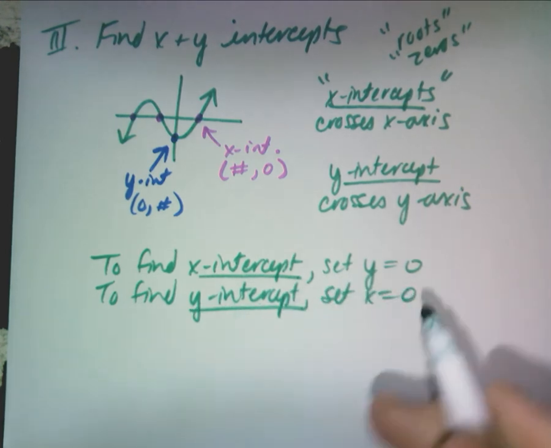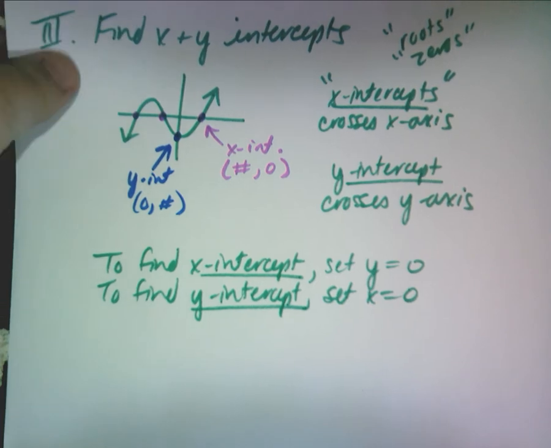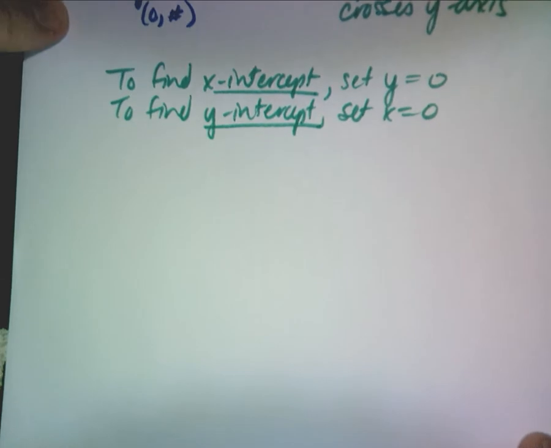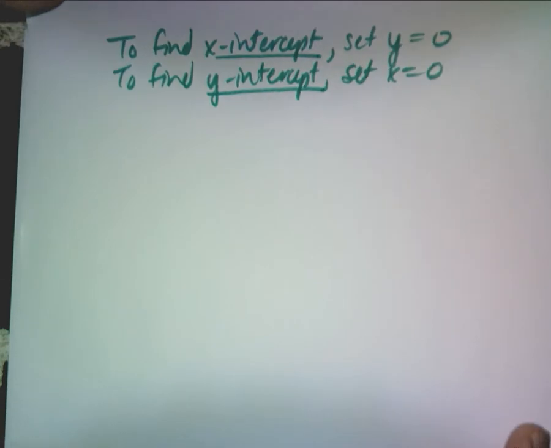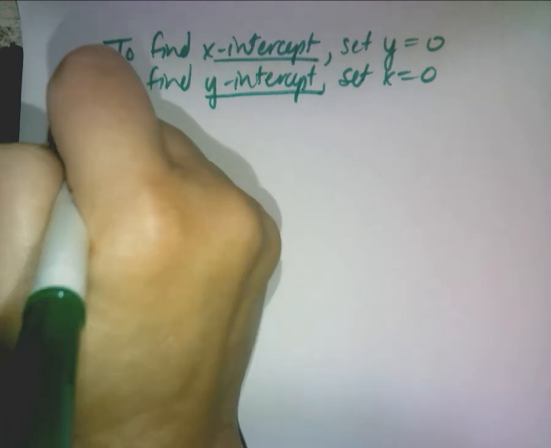Okay? Now, a lot of students always get this mixed up because they think, oh, if it's an x-intercept, set the x equals 0. No, we want an actual x number, so we need to set the y equal to 0. All right? So let's just do 2 examples, and that'll be for the day.